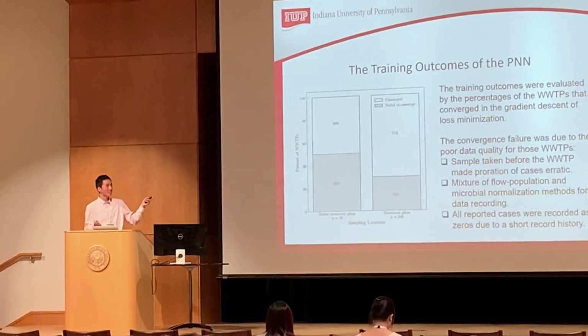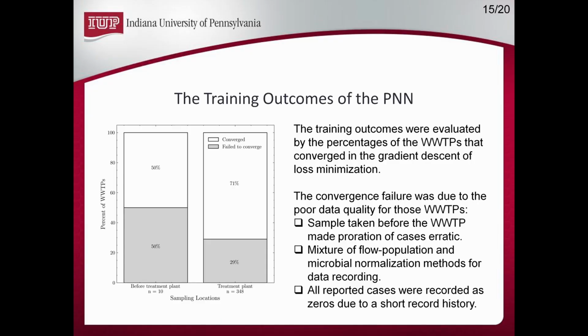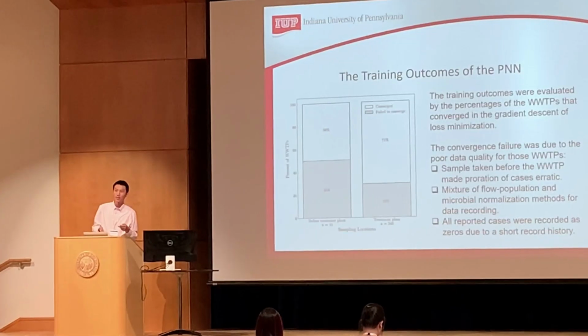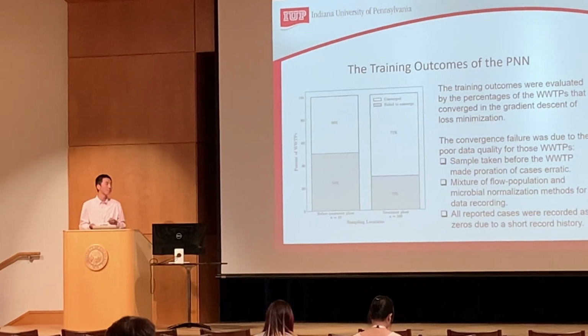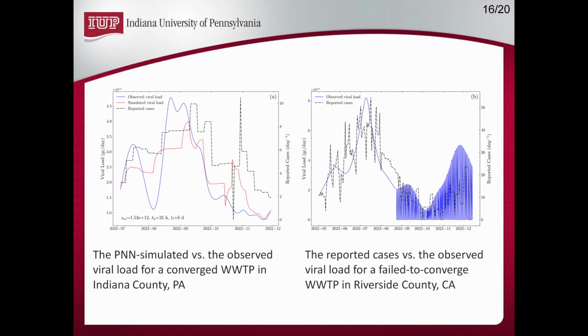However, not every data will cause the algorithm to converge. We see that here, the data was taken before the treatment plant, about 50% did not converge. And likewise, if it was taken at the treatment plant, another 29% would not converge. And the reason is poor data quality. And here are two examples, one that converged and one that did not converge.